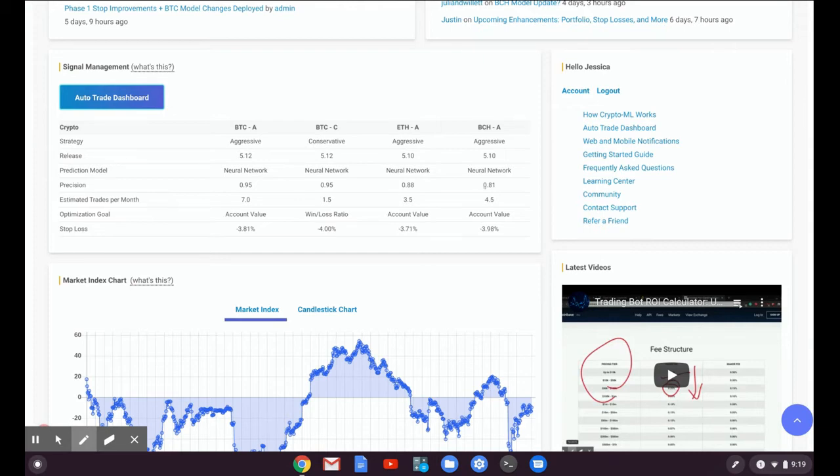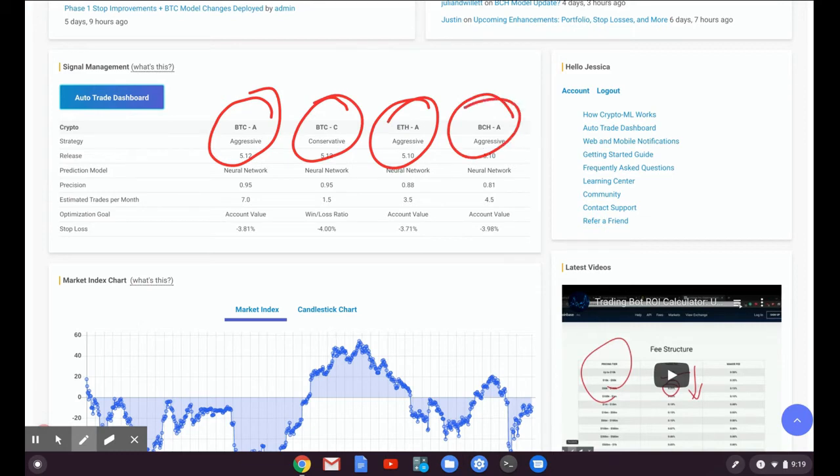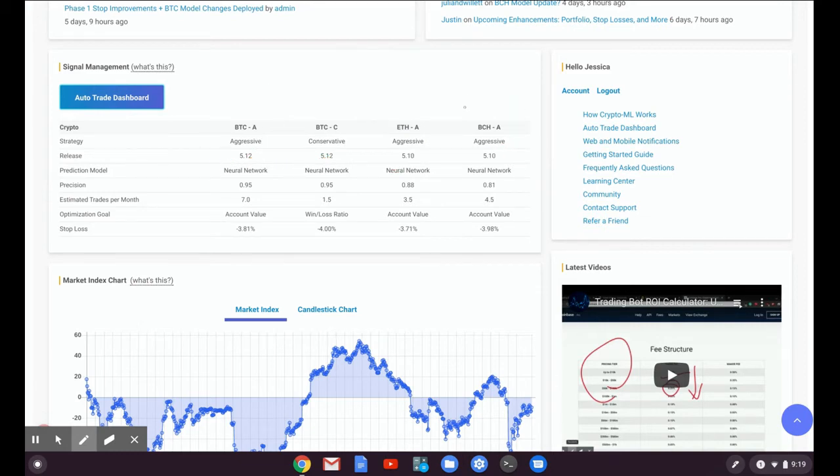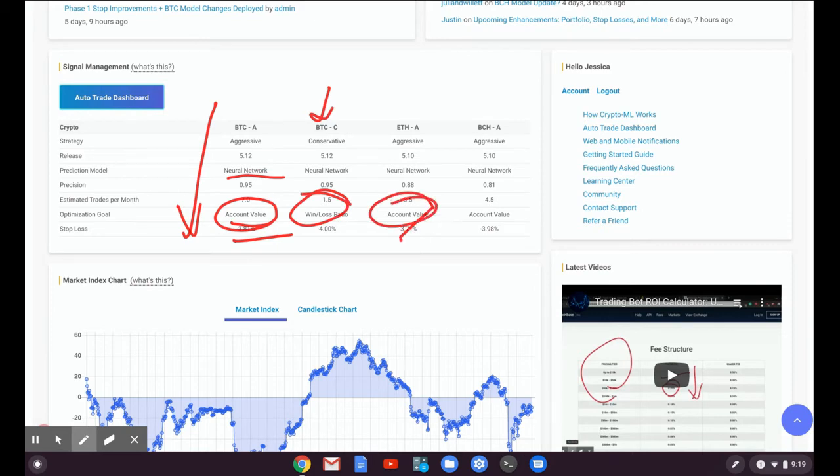Here, we see an aggressive Bitcoin model, a conservative Bitcoin model, an aggressive Ethereum model, and an aggressive Bitcoin Cash model. Below each, you'll find information on the machine learning model type, the stop-loss parameter, and the goal each is trying to achieve. Here, you'll notice the conservative model is optimized for win-loss ratio, whereas the aggressive model is seeking to maximize your account value over time.